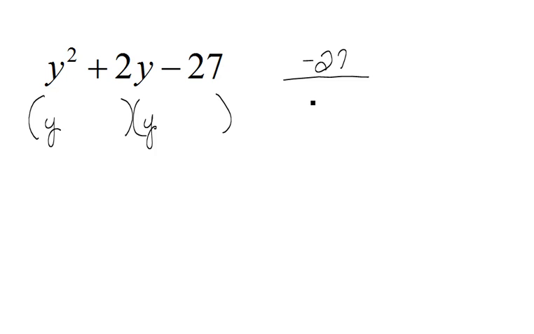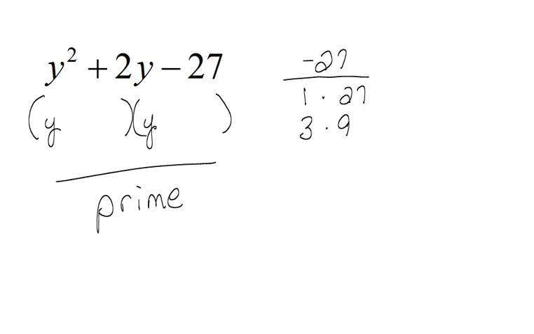So let's just list our factors of 27 first. That would be 1 times 27, but that won't work. And 3 times 9, but that won't give us a 2. Now, there are no other factors of 27. That's all there is. So none of these combinations will give us that 2 in the middle. That tells us that this is a prime trinomial.